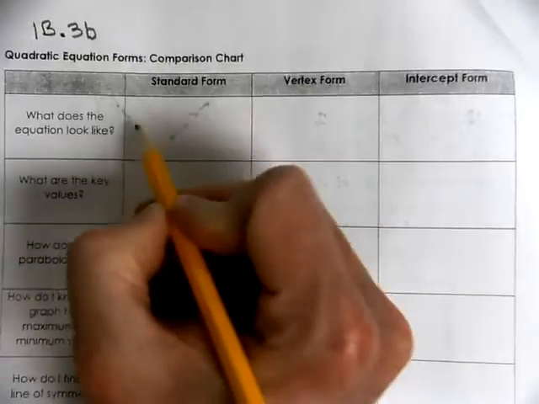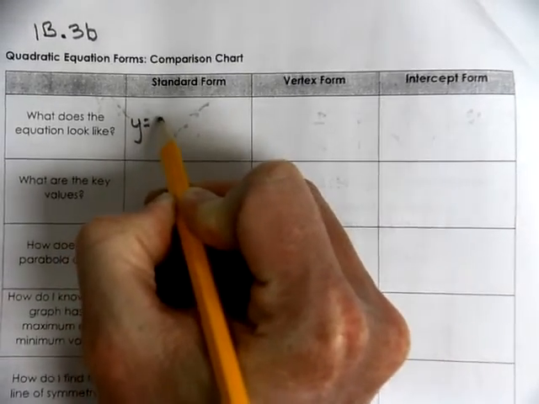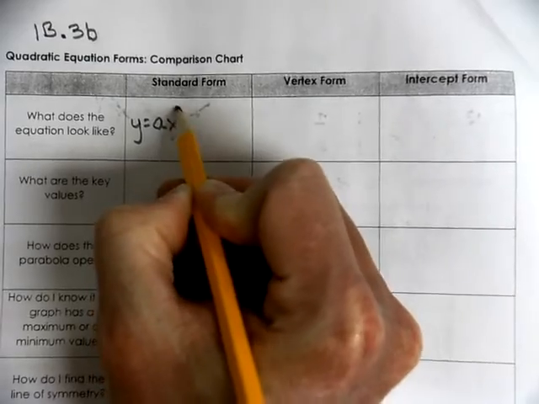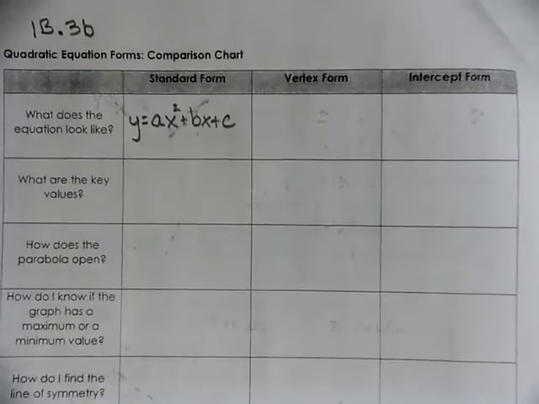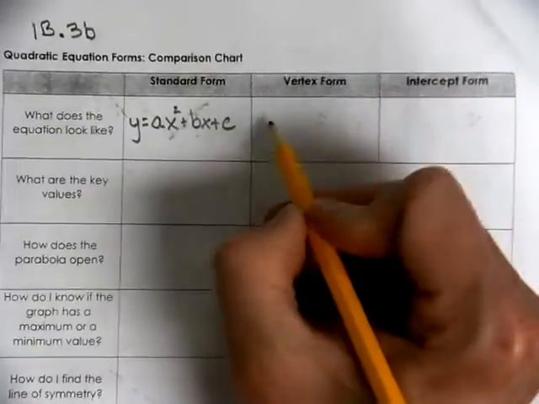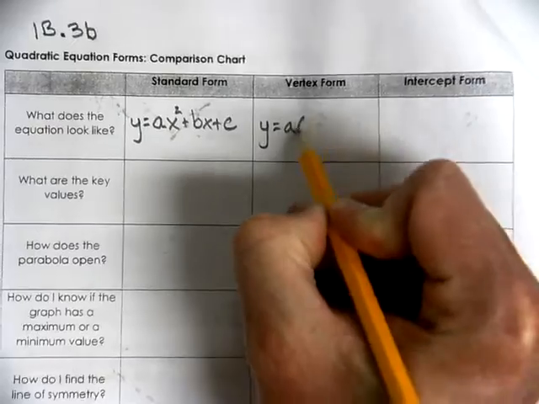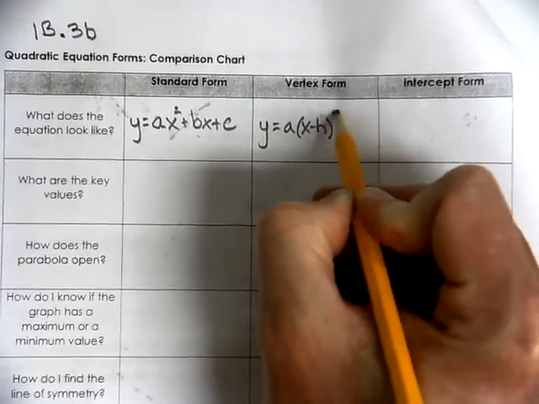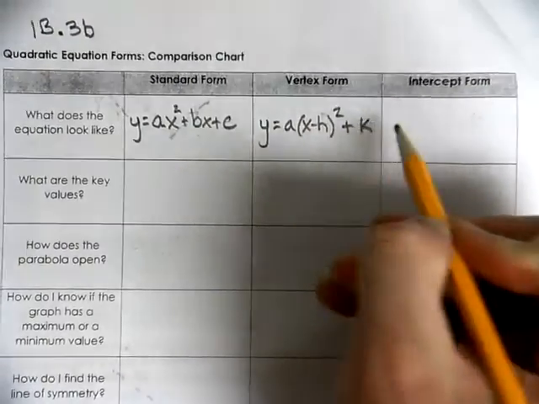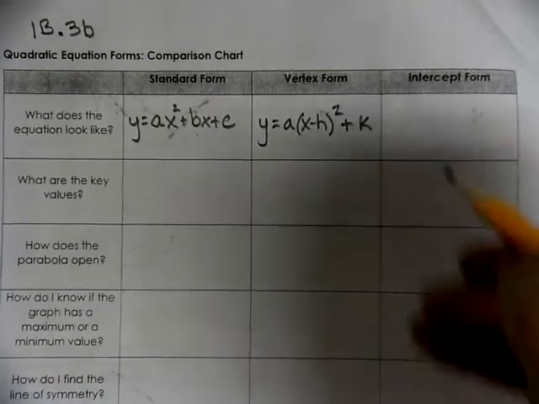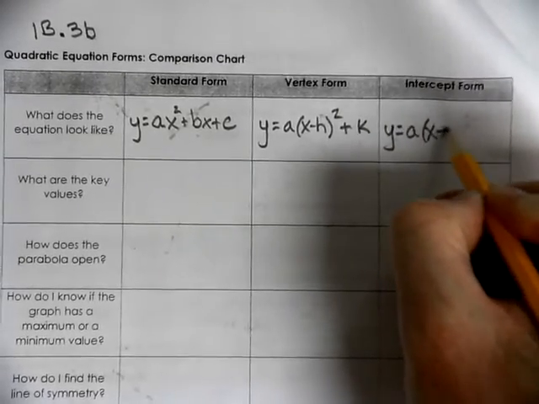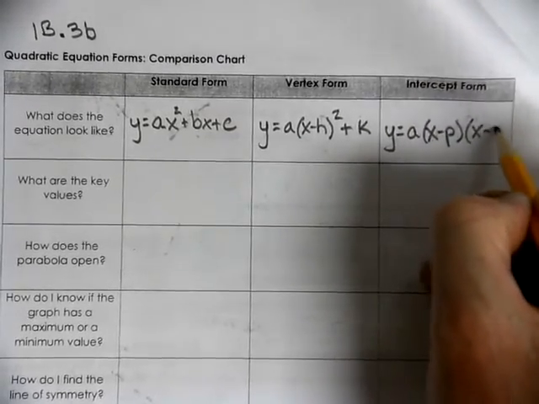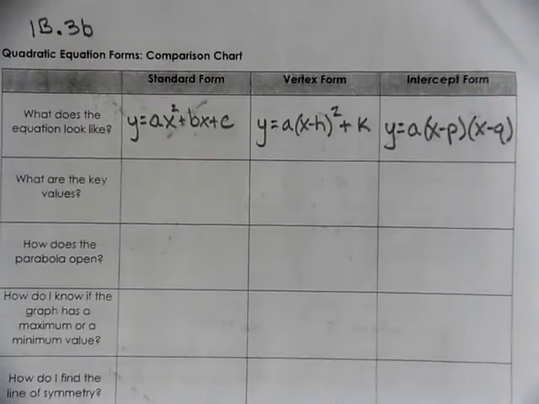So looking at standard form, that's going to be ax squared plus bx plus c. Our vertex form was a(x minus h) squared plus k. And our intercept form was a(x minus p)(x minus q). Those were our different forms of the equation.